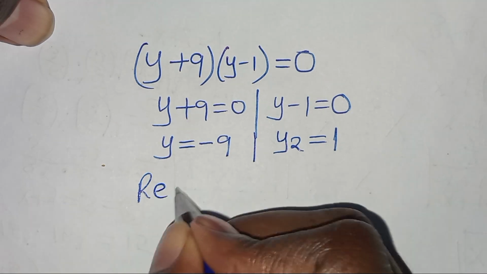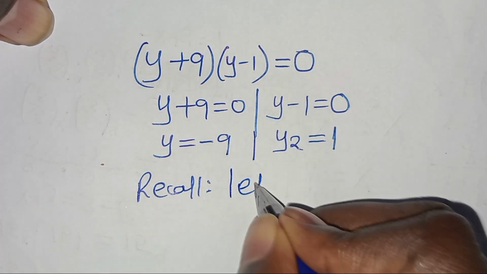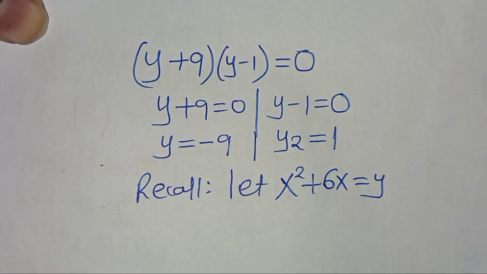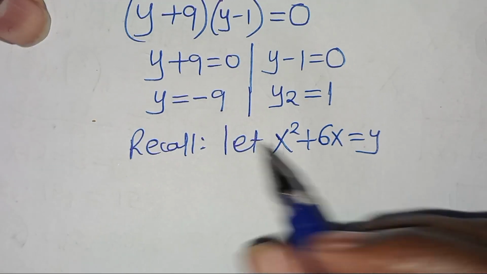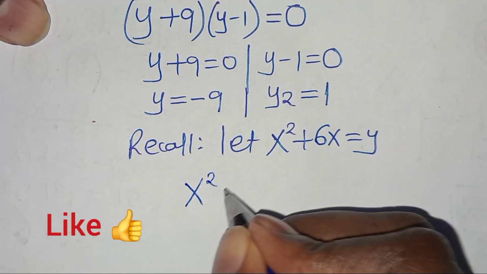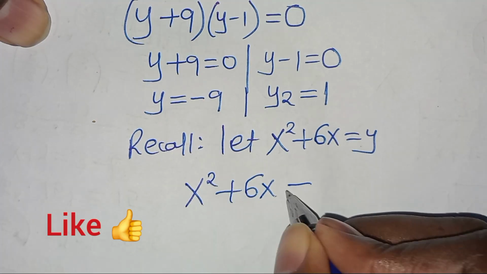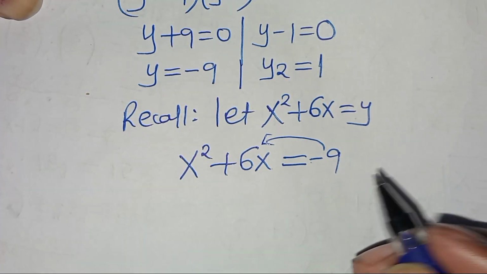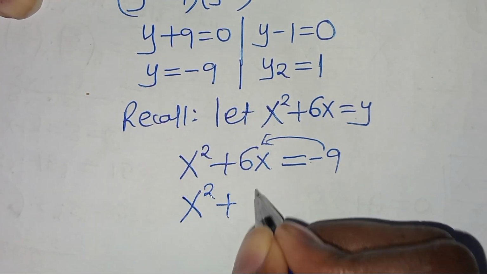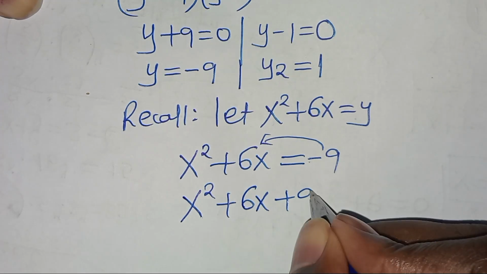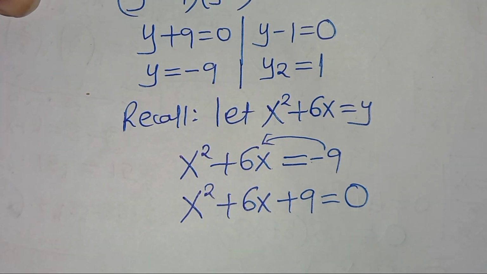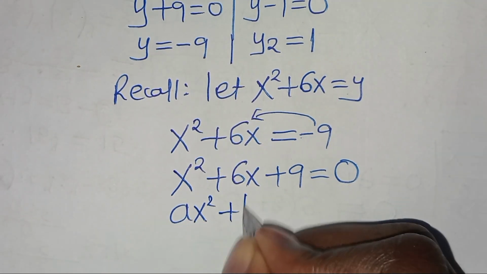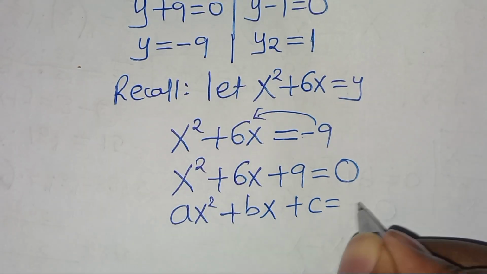Now, if you recall, we said that let x squared plus 6x be equal to y. Substituting the value of y here, the first value of y, we will have x squared plus 6x equal to y1, which is minus 9. Let's take minus 9 on the left-hand side, so that here we have x squared plus 6x plus 9, this is equal to 0. Now, this is a quadratic equation of the form ax squared plus bx plus c, this is equal to 0.